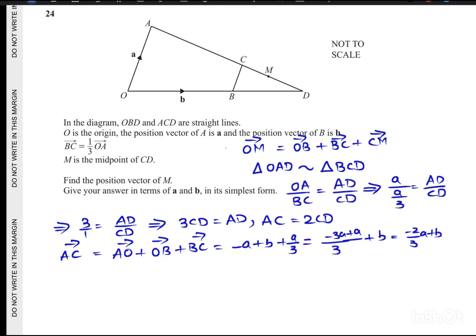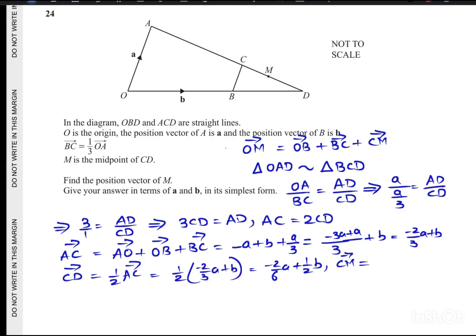Now using AC we find CD. CD will be half of AC, because just now we saw that AC is double of CD. So CD will be half of AC. That will be 1 by 2 multiplied by the vector just now we got, minus 2 by 3A plus B. So it will be minus 2 by 6A plus 1 by 2B. This is CD.